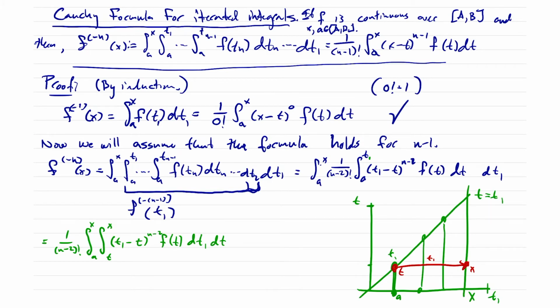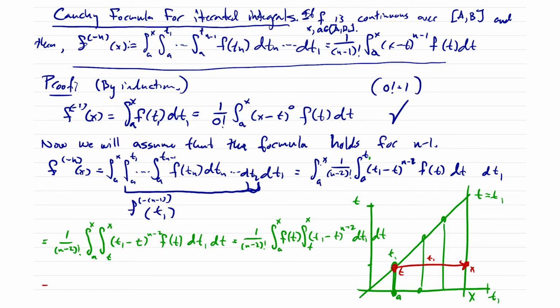Okay, so now we can go ahead and integrate. First of all, we notice that f of t can be pulled straight out of here. It has nothing to do with t1, so we're going to do that. This is going to give us 1 over (n minus 2) factorial times the integral from a to x of f of t, and now we're going to have the inside integral from t to x of (t1 minus t) to the n minus 2, and we have dt1 dt, right?